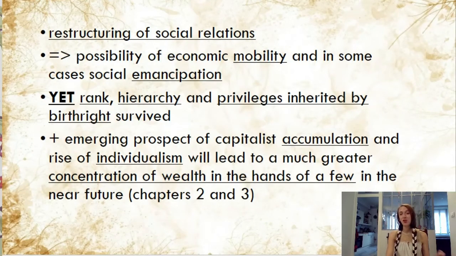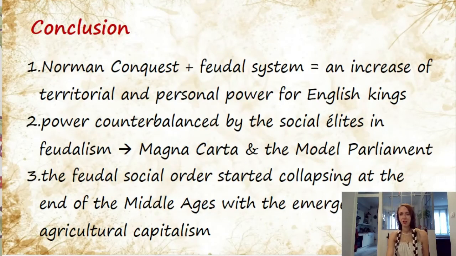So we witness a restructuring of social relations in the wake of the plague. That is something you need to remember. Restructuring of social relations with the possibility of economic mobility, climbing up the social ladder, and in some cases, even emancipation. Yet, rank, hierarchy, privileges inherited by birthright survived. They did not disappear. You also had the emerging prospect of capitalist accumulation, the rise of individualism that will lead later on to a much greater concentration of wealth in the hands of a few in the near future. So that's something for us to discuss in chapter 2 and chapter 3.